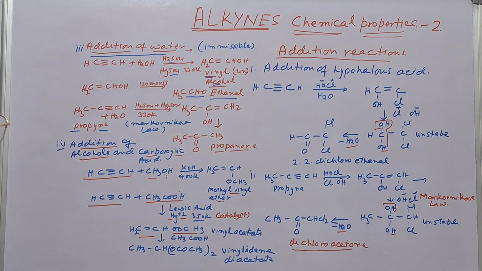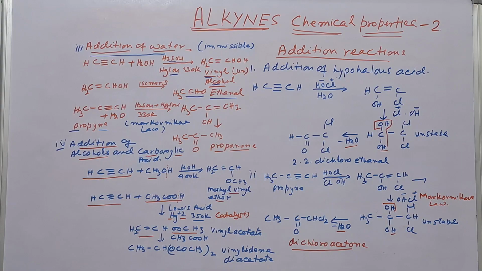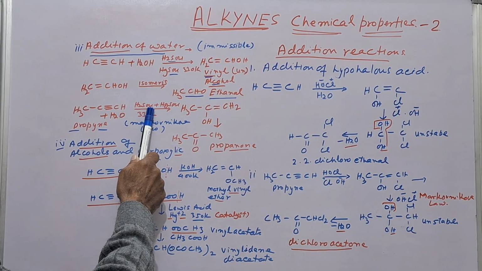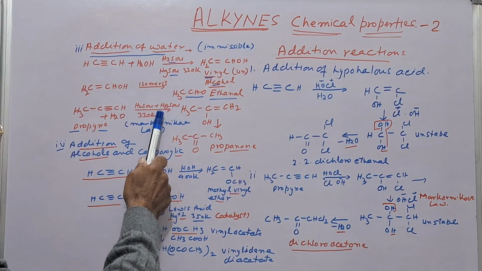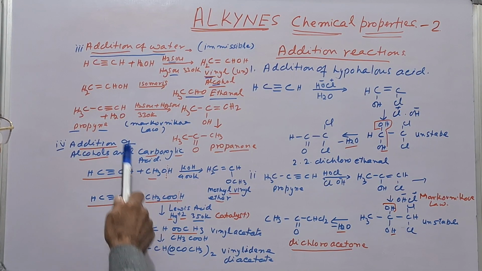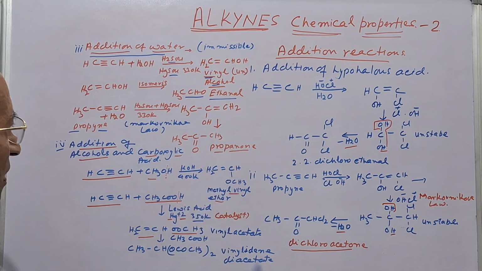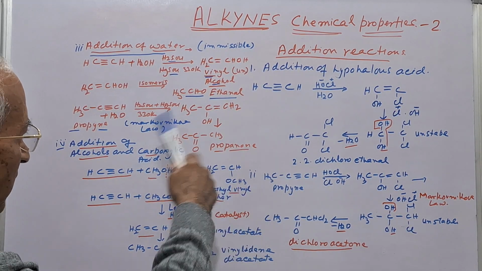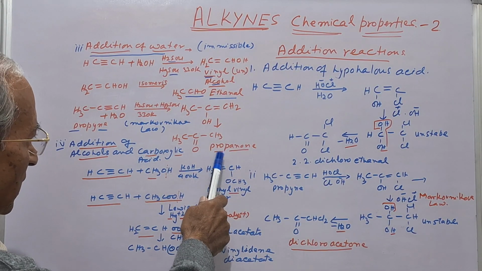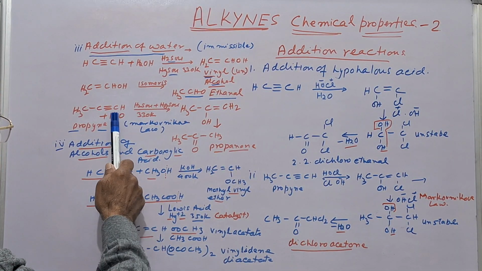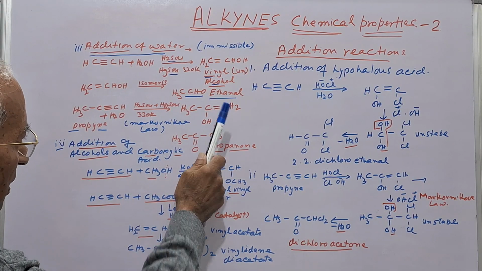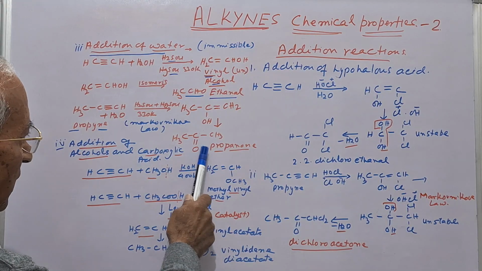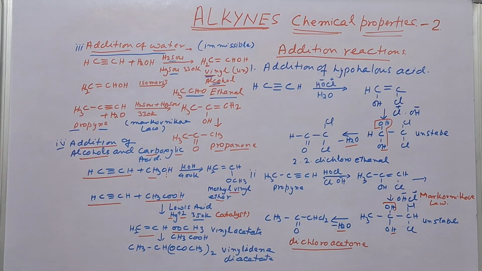Now, if we take a second example of propyne, this propyne, in the presence of sulfuric acid and mercury sulfate at about 330 K, the first molecule of water is added, and an unstable compound is formed. Then again it isomerizes to form propanone. So here one molecule of water is first added following Markovnikov's rule, and then it rearranges to form the ketone, that is propanone.